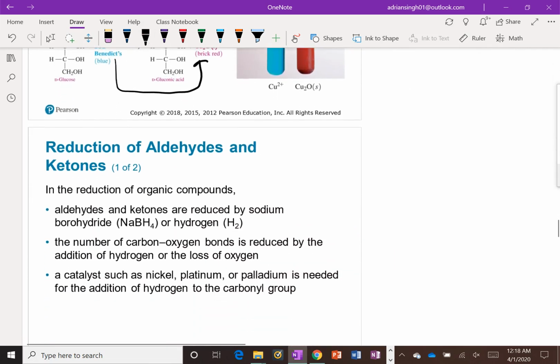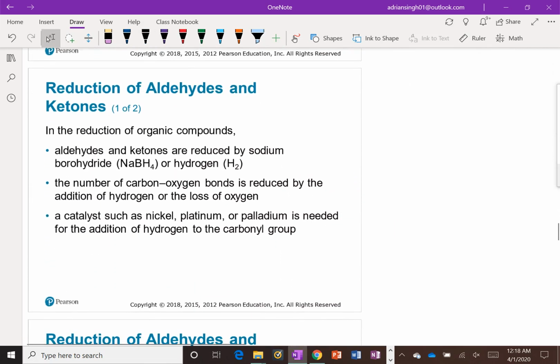So we've seen how alcohols can be oxidized: primary alcohols are oxidized to aldehydes, then to carboxylic acids. We've seen secondary alcohols can be oxidized to ketones. Tertiary alcohols are not oxidized. And we looked at a couple of tests that we can use to differentiate between them.